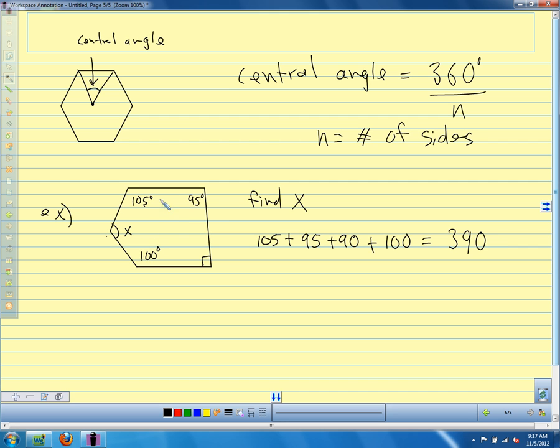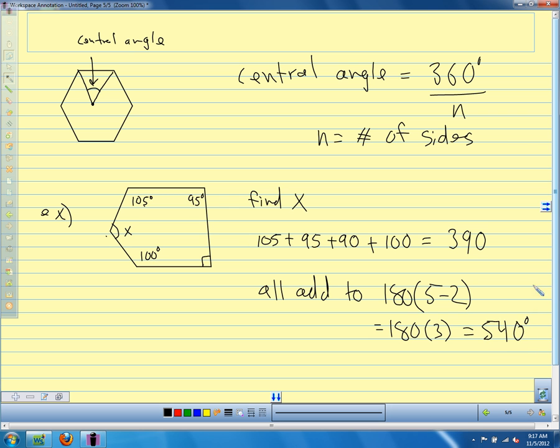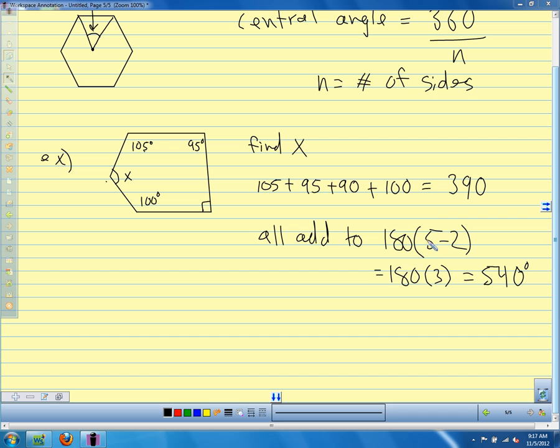What do all of the angles have to add up to? 540. And why is it 540? Because it's the number of sides minus 2, times 180. We have 5 sides. We subtract 2. That tells us how many triangles are in there. So they all have to add up to 180 times 5 minus 2, 180 times 3, which is 540 degrees.